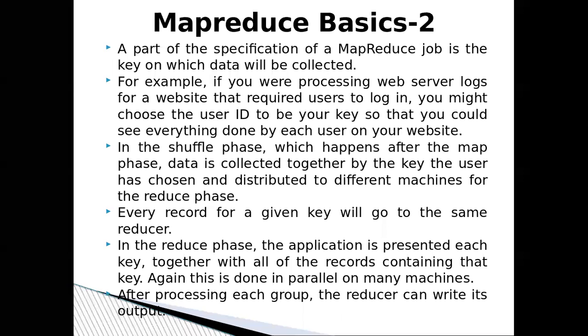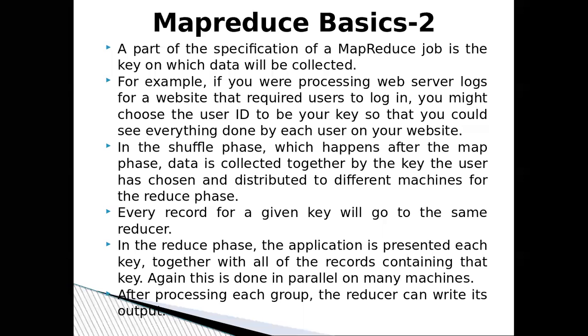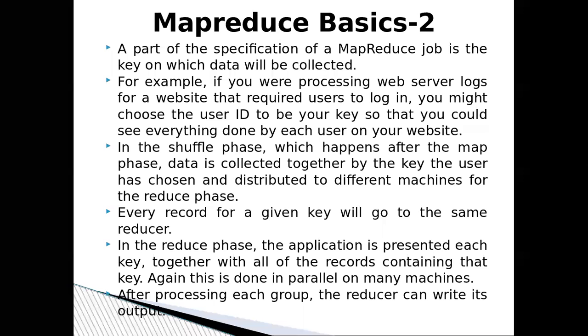So I repeat, there is a map phase, and after that there is a shuffle phase in which the data is collected on the basis of the key and is sent to the next phase, that is the reduce phase. Every record for a given key will go to the same reducer. And in the reduce phase, the application is presented each key together with all the records containing that key. And after this processing has been done, the reducer can write its output.